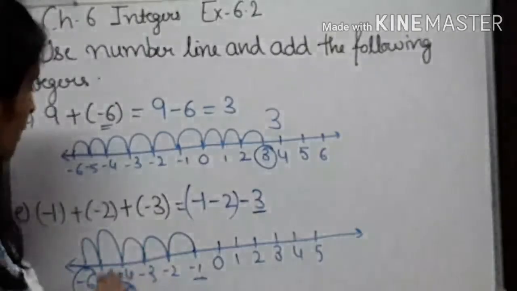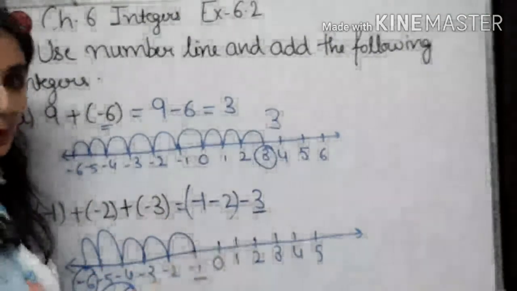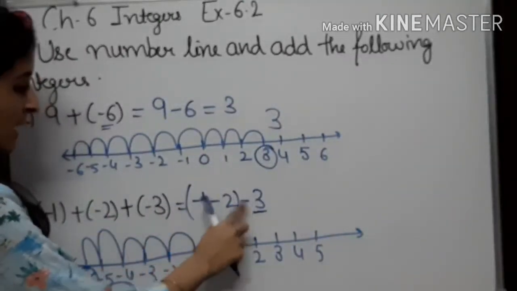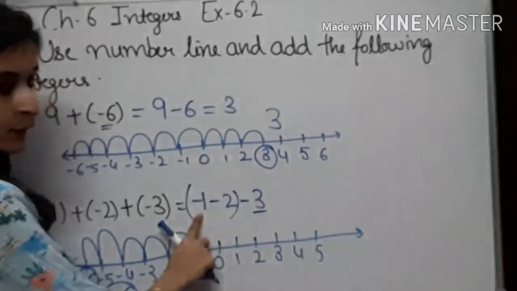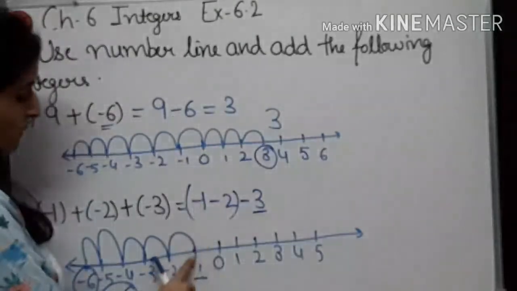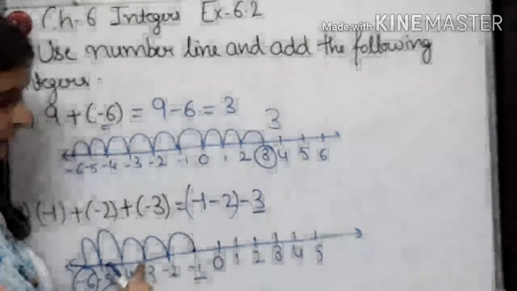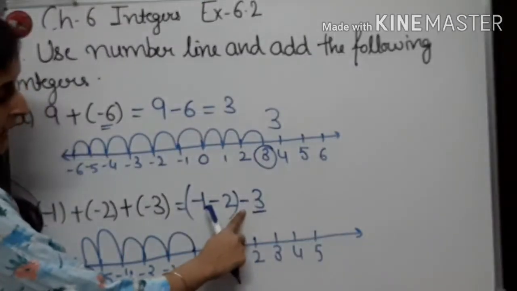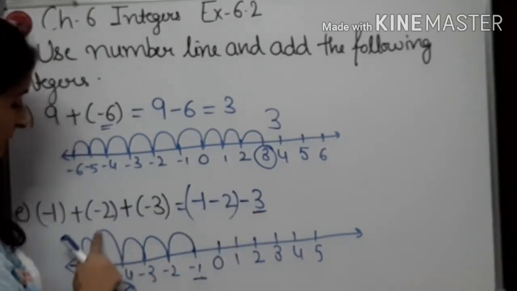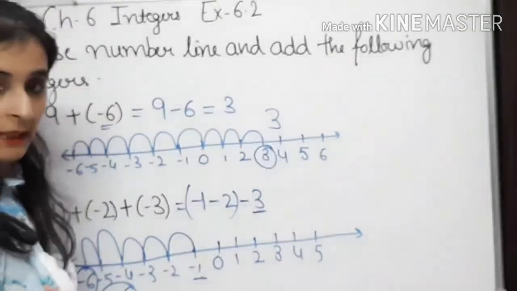Right? So how have we done this? Firstly, we removed these positive signs from here. Plus minus is minus. Then again plus minus is minus. Now we have to subtract 2 from minus 1. So we will start from minus 1 and take 2 steps to the left. Then we have to subtract 3 from this. So again we will take 3 steps to the left and we will reach the number minus 6.